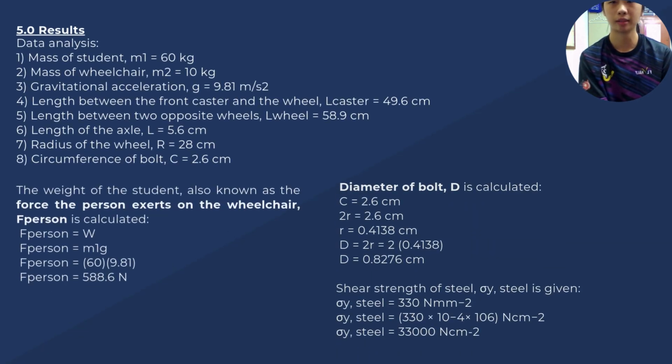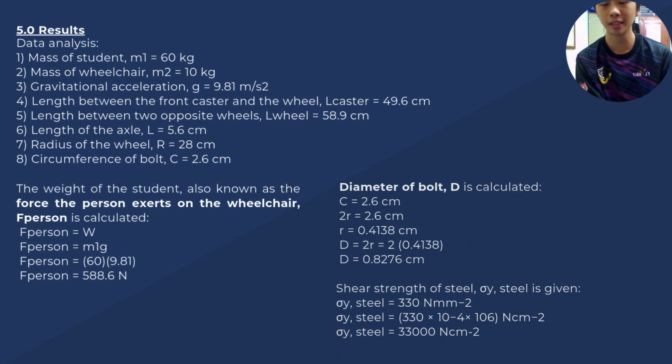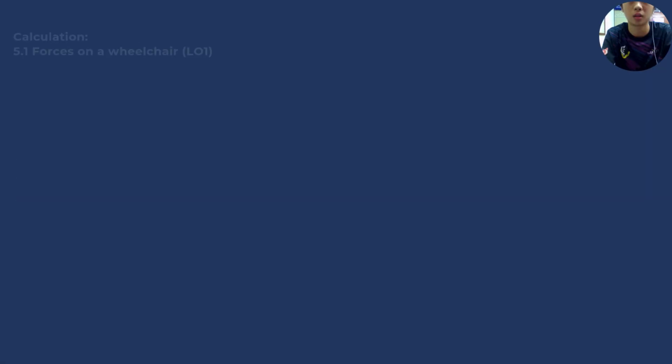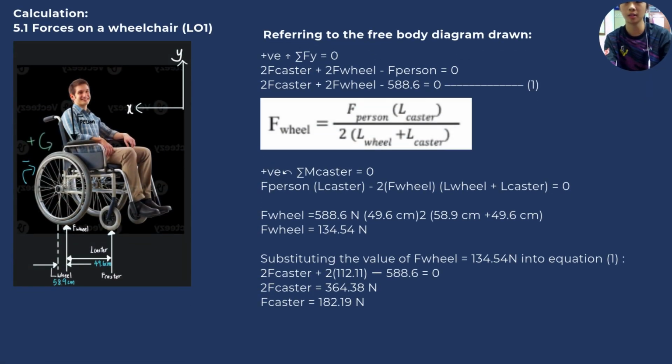Now I would like to talk about the results that we get. With the information given, we will calculate the force of the person exerted on the wheelchair, F equals mg. Next, we'll calculate the diameter, C equals 2 pi r, and we get the diameter. Next, we'll calculate the shear strength of steel. Now, I would like to talk about the forces on a wheelchair.